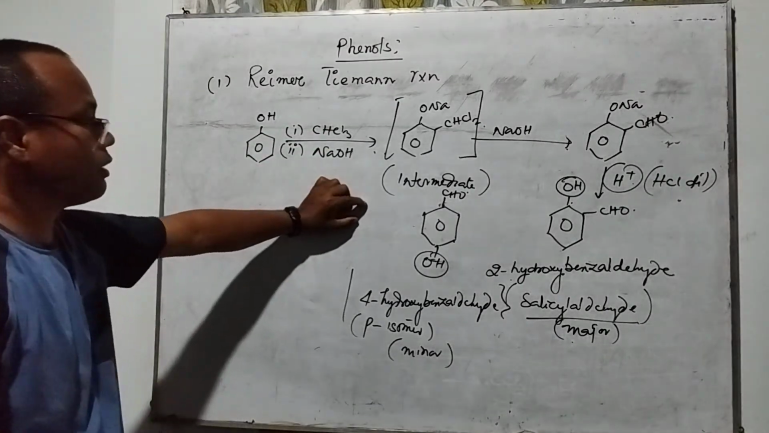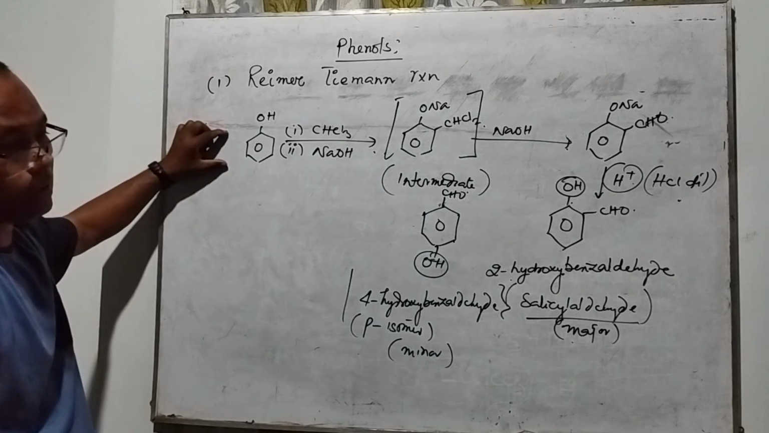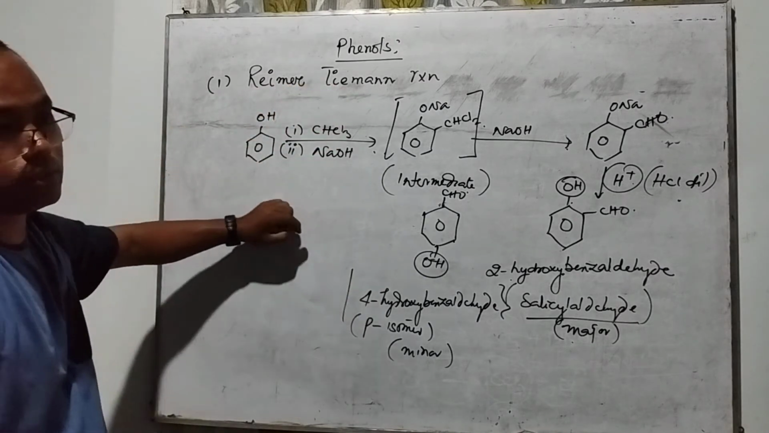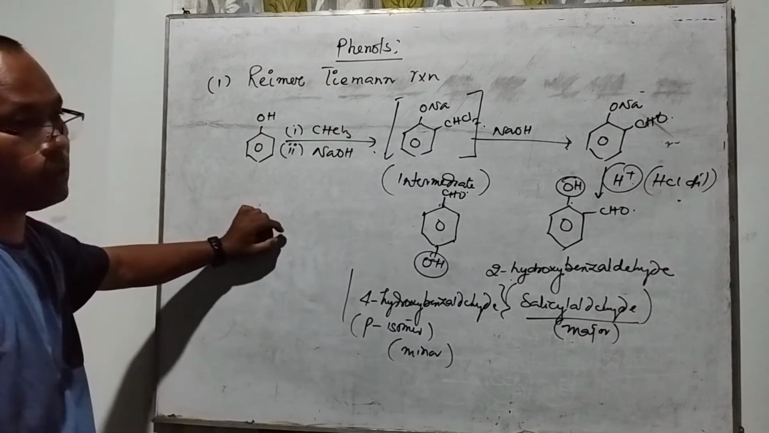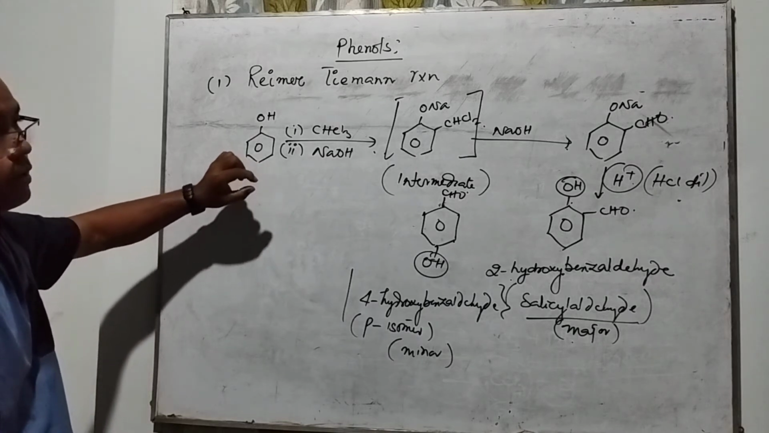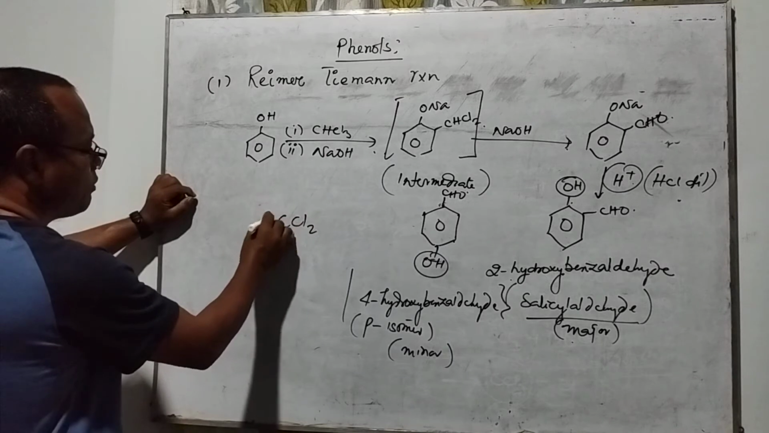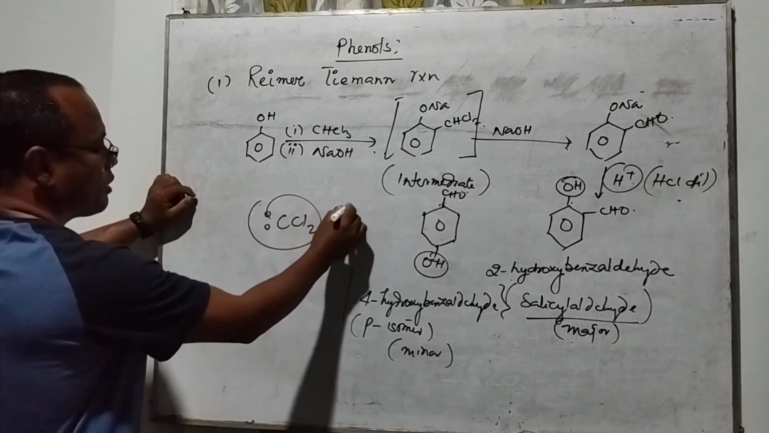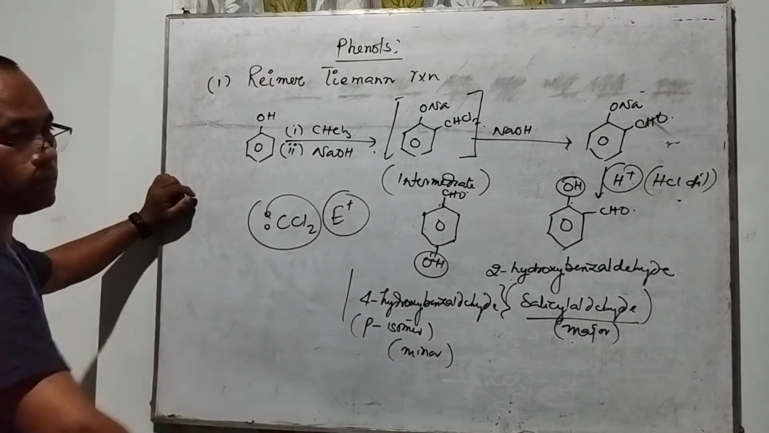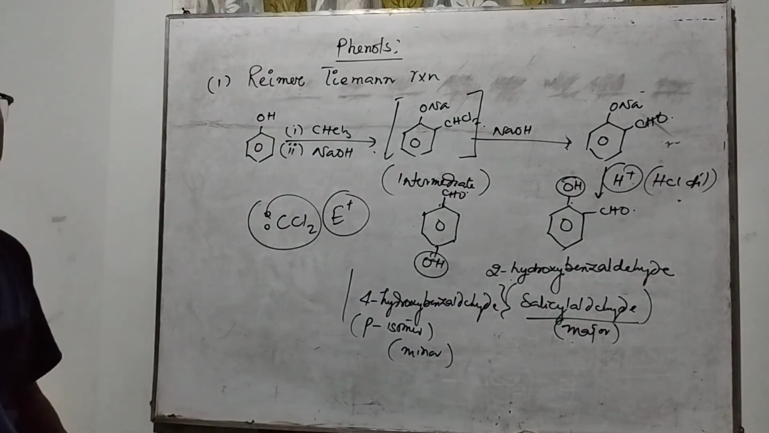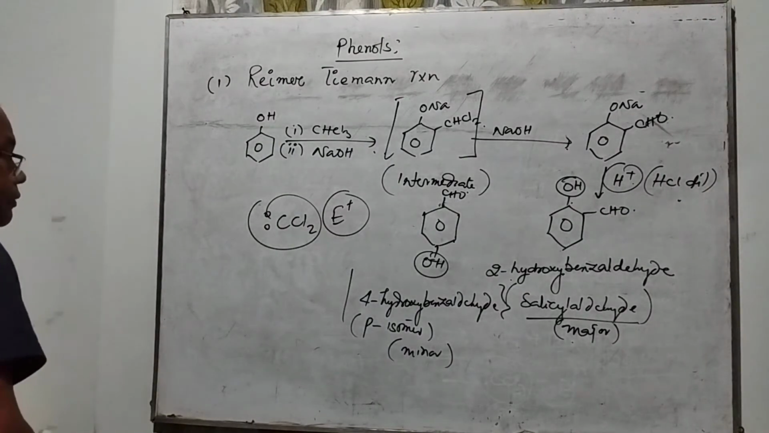Understand? Now, what is the electrophile, because this is an electrophilic substitution reaction? The electrophile we use here is dichlorocarbene. Dichlorocarbene is the electrophile. Understand? So this is the importance of the Reimer-Tiemann reaction. Don't forget.